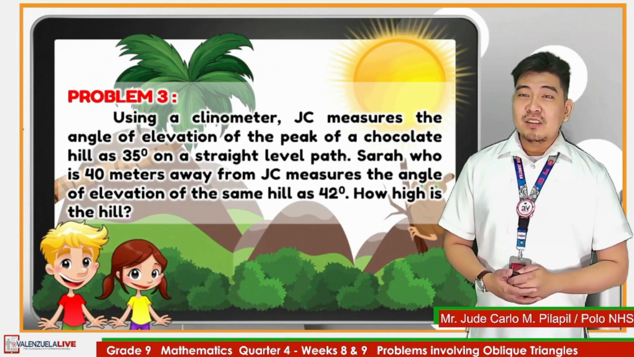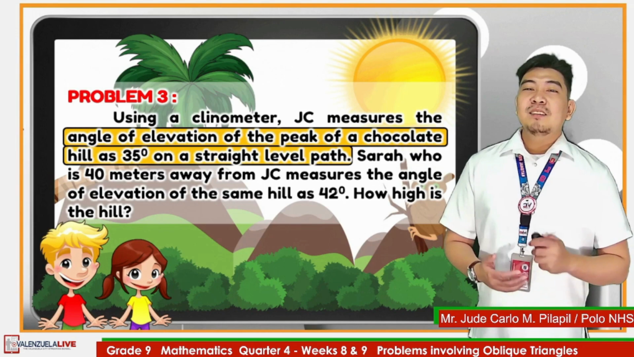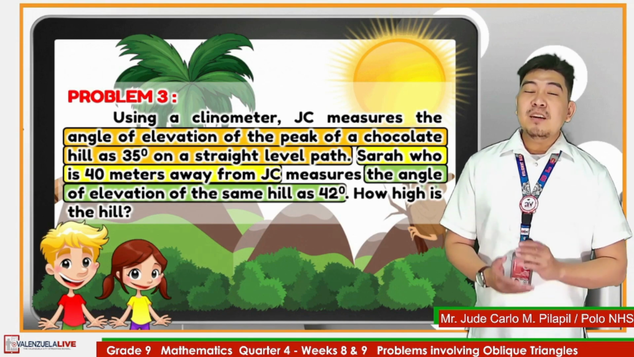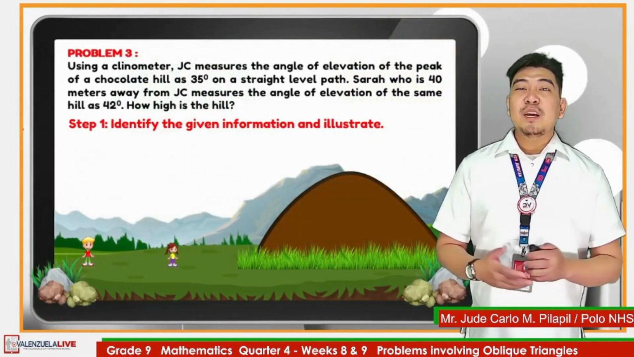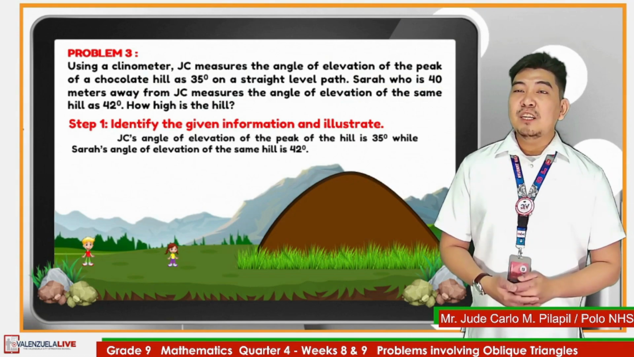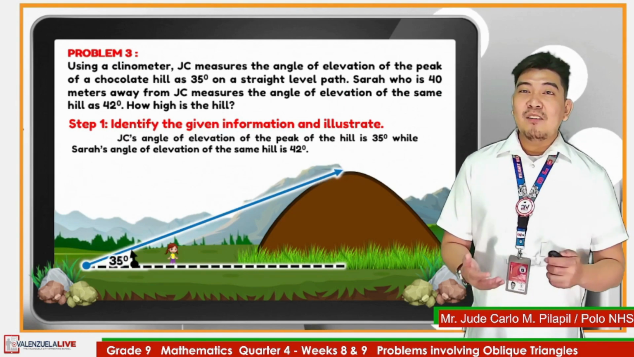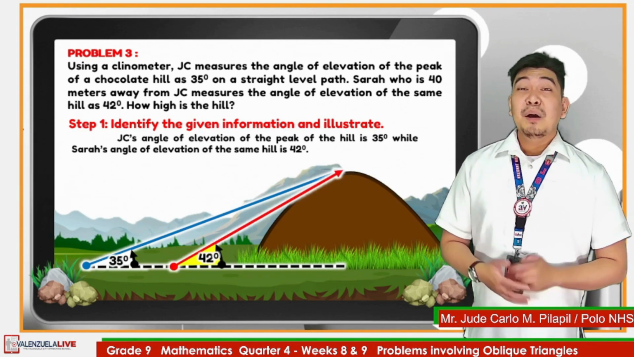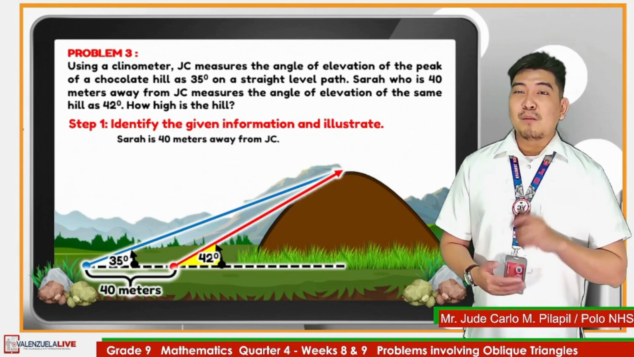The given information are the angle of elevation from JC to the peak of the hill, Sarah's distance from JC, and the angle of elevation from Sarah to the peak of the same hill. Let us use the given information to illustrate the problem. In the problem, it is stated that JC's angle of elevation of the peak of the hill is 35 degrees, while Sarah's angle of elevation of the same hill is 42 degrees. We also need to note that Sarah is 40 meters away from JC.